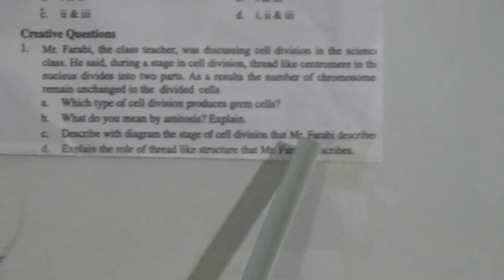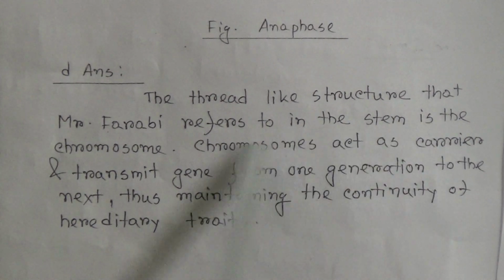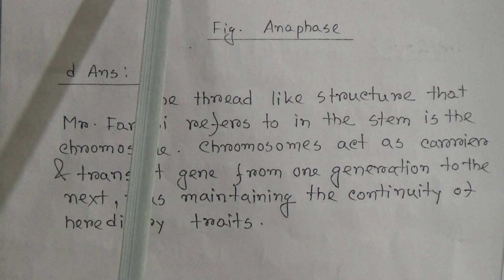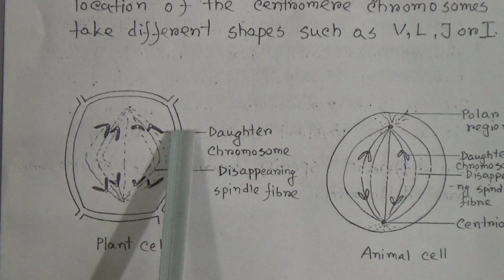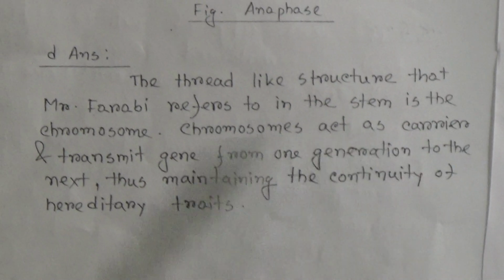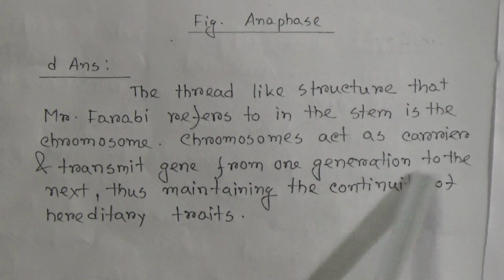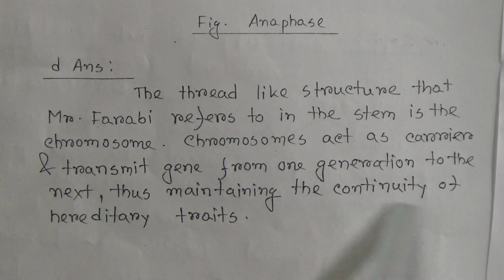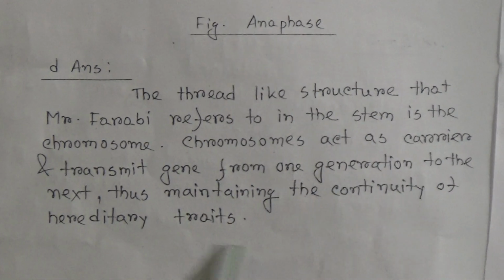Now question D, explain the role of the thread-like structures that Mr. Farabi describes. The thread-like structures that Mr. Farabi refers to in the stem are called chromosomes. My dear students, this is called chromosome. Chromosome acts as carrier and transmits gene from one generation to the next, thus maintaining the continuity of hereditary traits.